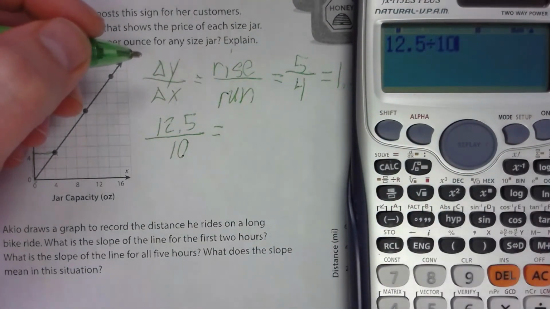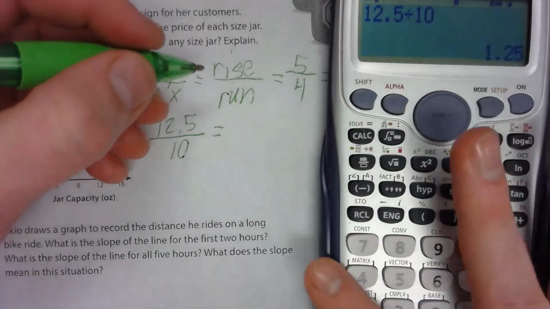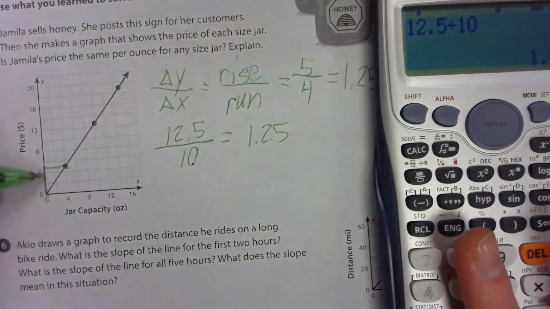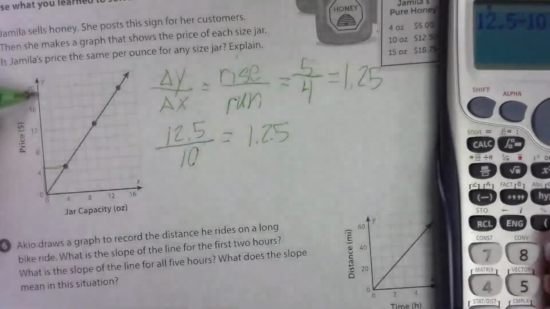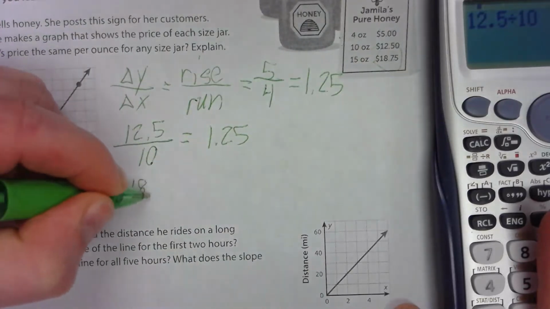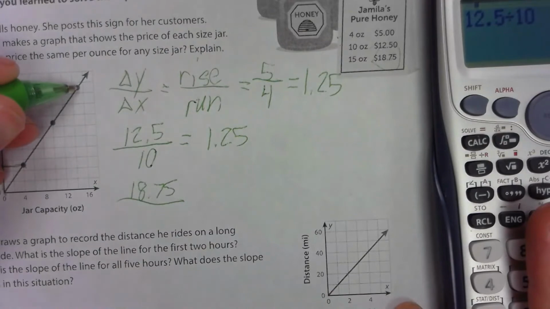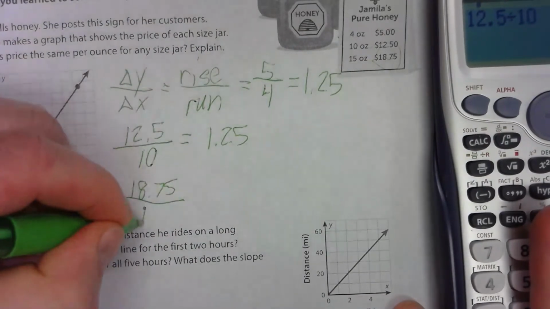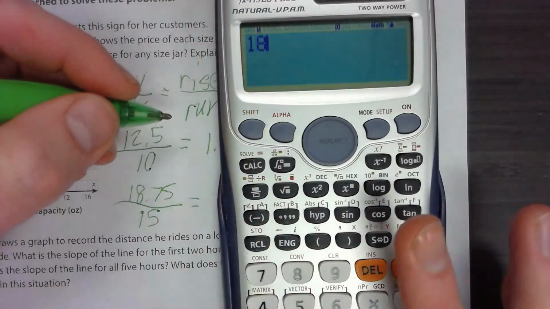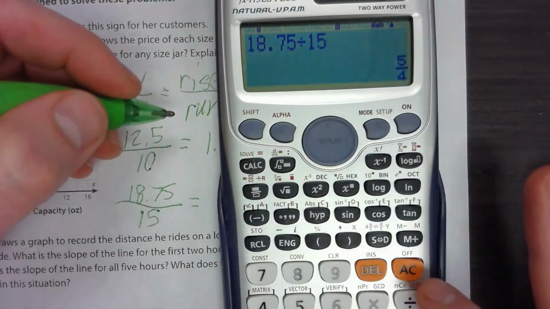12.5 divided by 10. Oh, that's 5/4. Oh, that's 1.25. Oh my gosh. What if we go up, this is going to be 18.75, and we go over, what is this, 15? I wonder. 18.75 divided by 15.